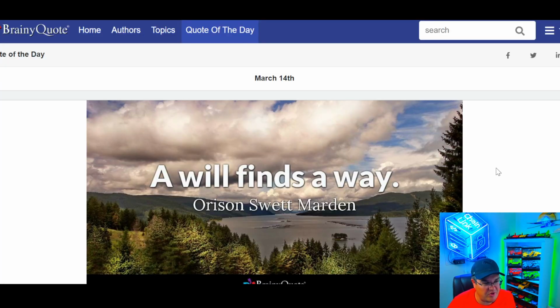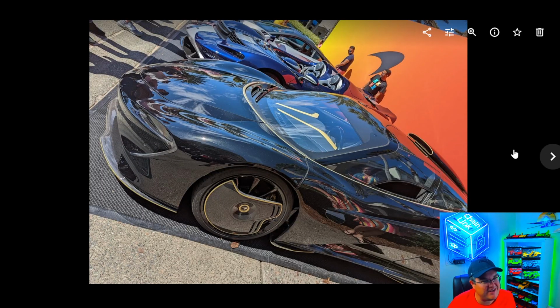Quote of the day: a wheel finds a way, I must say. Good one. All right, car of the day. So I took this. This is me. I took this picture. I went to a car show. McLaren had a kind of a booth set up here. They brought the elusive McLaren Speedtail. So kind of pretty out there in looks, but it's insane.